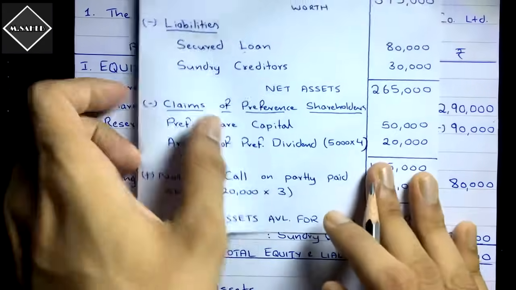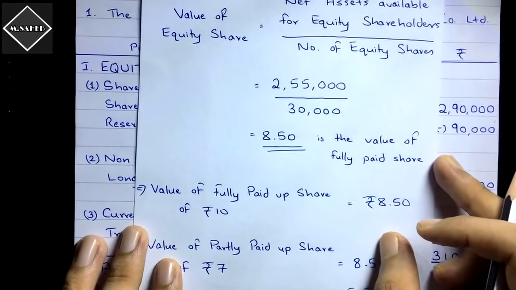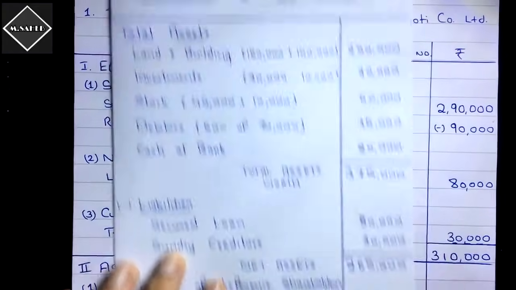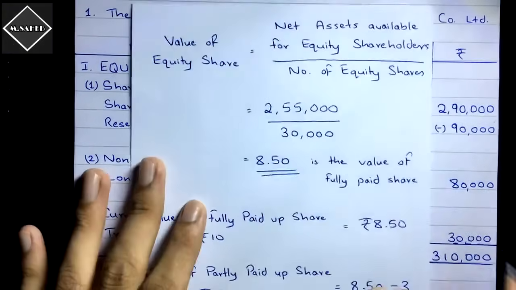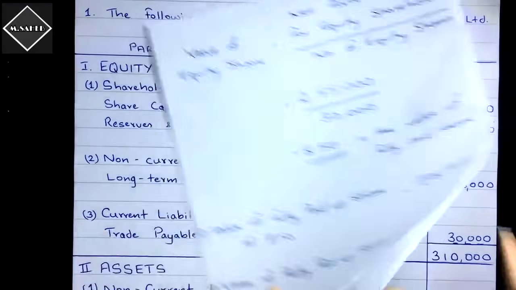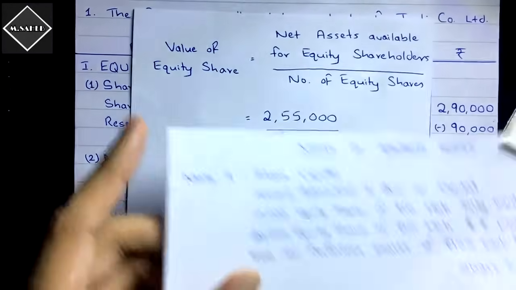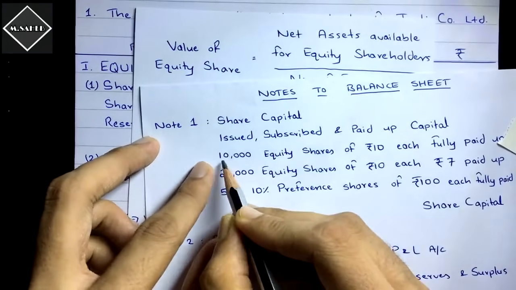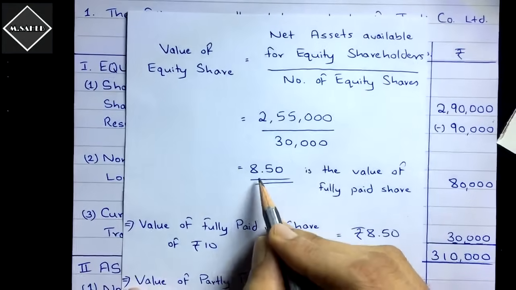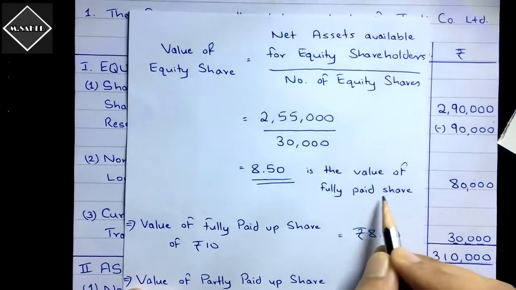Fine. So now after getting that, what are we going to do? After getting that, we are going to apply the formula, right? We have now got the net assets available to equity shareholders, so we are going to directly apply the formula. Net assets available for equity shareholders divided by the number of equity shares: 2,55,000 divided by 30,000. Why 30,000? The number of equity shares is 10,000 plus 20,000, that is 30,000. So divided by 30,000, we get 8.50 rupees as the value of a fully paid share.